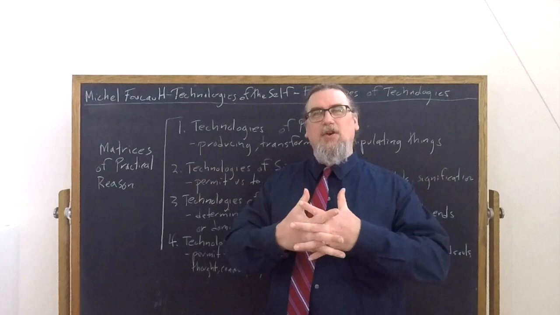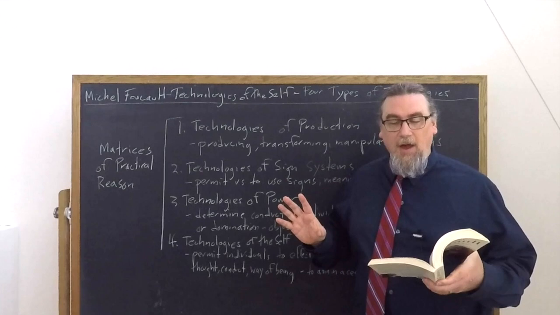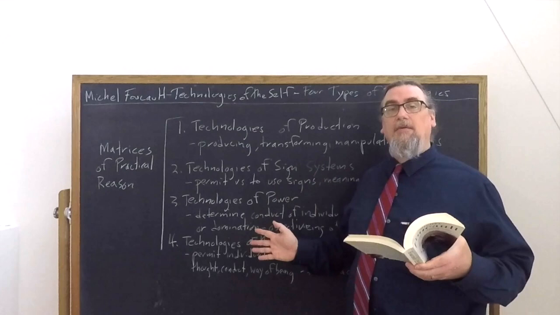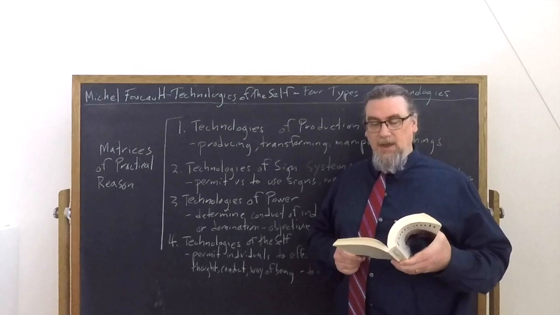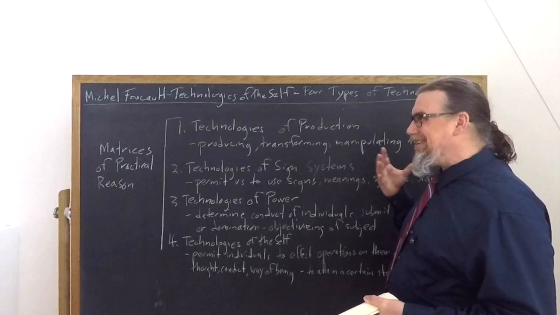So let's talk about the four different kinds. Let's run through them very quickly. He says technologies of production, technologies of sign systems, technologies of power, and technologies of the self. Now, what are these? Let's take a look at each of these. He doesn't give us a very long discussion of any of them, except for technologies of the self, which the entire piece is about, of course, right? But they're all worth thinking about.